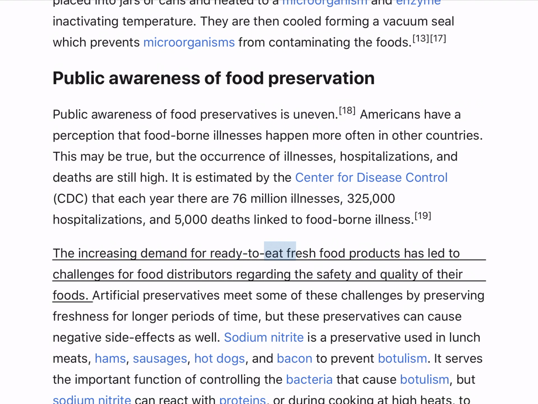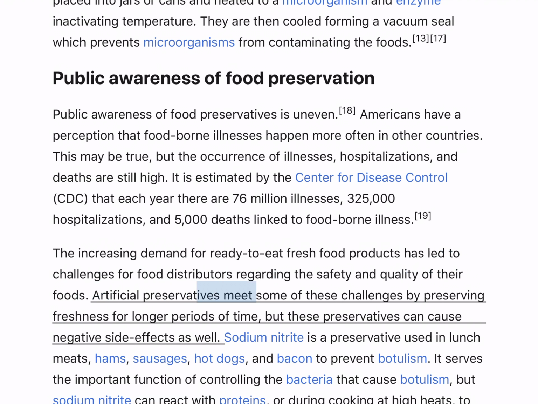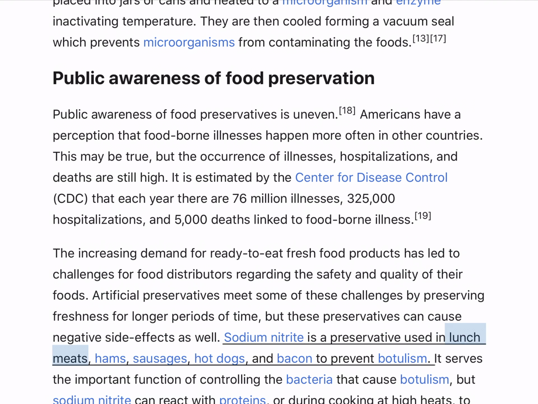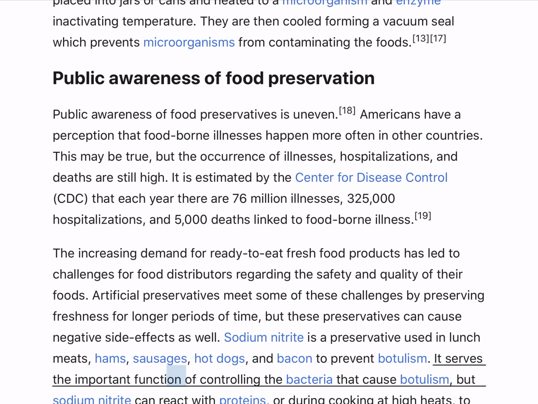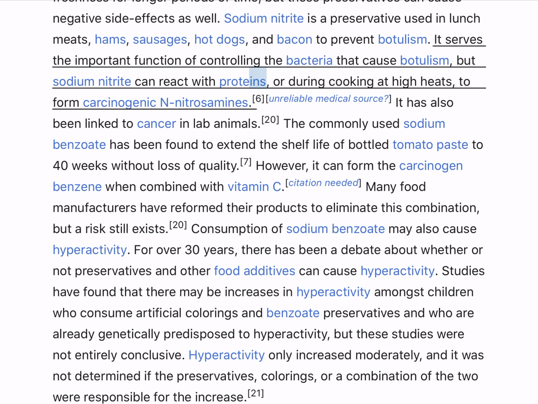The increasing demand for ready-to-eat fresh food products has led to challenges for food distributors regarding the safety and quality of their foods. Artificial preservatives meet some of these challenges by preserving freshness for longer periods of time, but these preservatives can cause negative side effects as well. Sodium nitrite is a preservative used in lunch meats, hams, sausages, hot dogs, and bacon to prevent botulism. It serves the important function of controlling the bacteria that cause botulism, but sodium nitrite can react with proteins, or during cooking at high heats, to form carcinogenic N-nitrosamines.